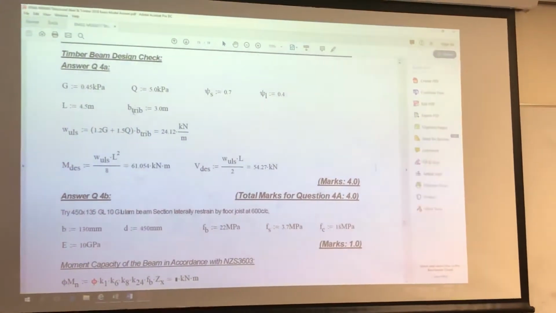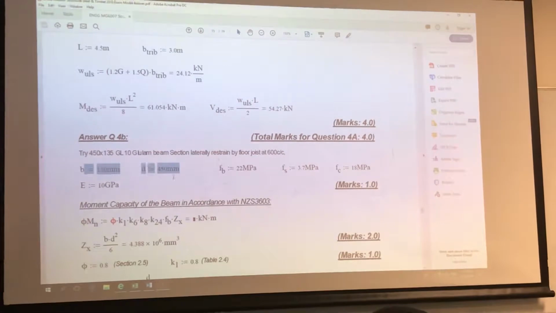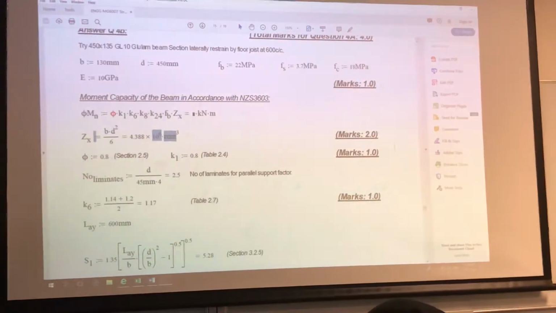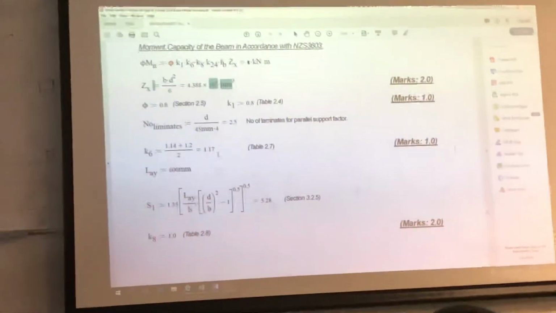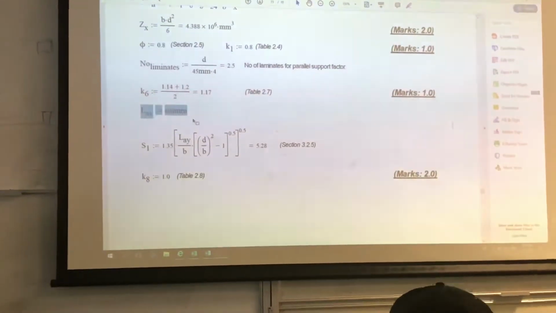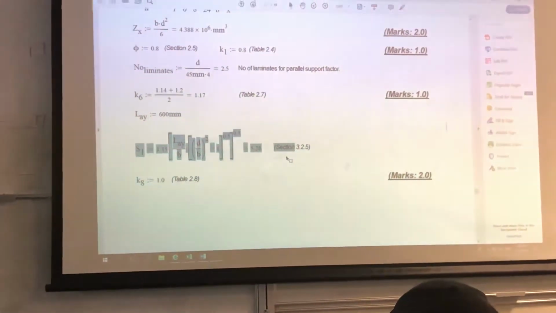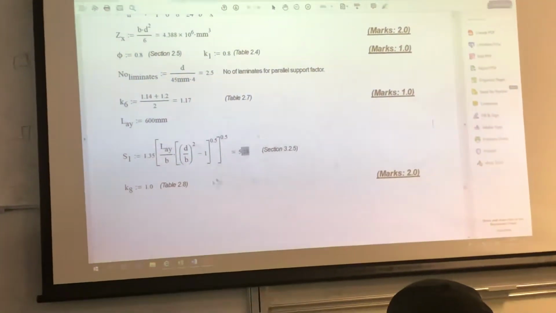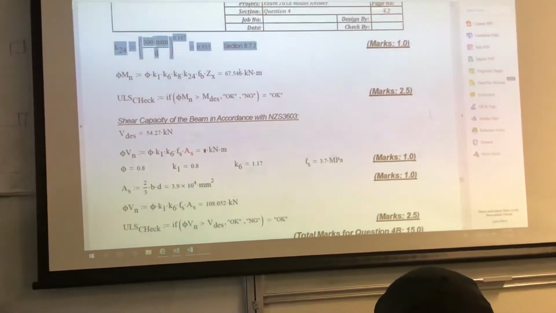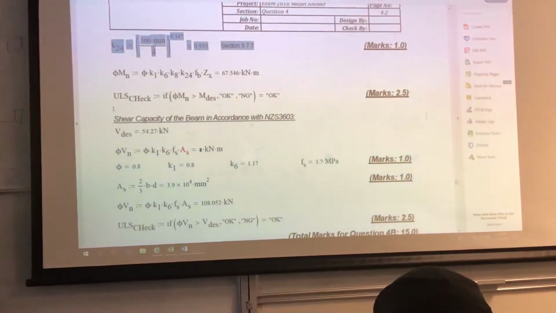So again, what do you do? Do the loads, do the moment, do the shear force, then all the data, what do you know, the formula, Zx, and then reduction factor, K1, load duration factor, number of laminates, K6, which is the parallel support factor, LAY, that's between the joists, and because this time the question said that the joist does provide restraint to the beam. So S is equal to 5.28, K8 is equal to 1, K24 is the formula from table with section 8.7.7, nominal capacity is equal to 67.4 kilonewton, it's okay.